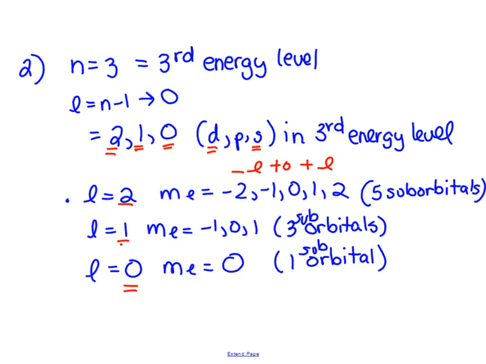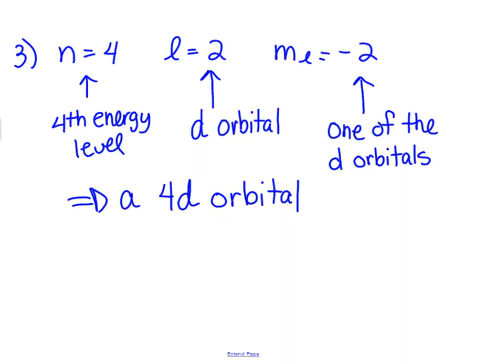Last question, make sure that you've tried it. Here's your answer. So what type of orbital is designated by these quantum numbers? So n equal to 4 tells you have the 4th energy level. So that's this number here. L is equal to 2 tells you have a d orbital. So we've got a 4th energy level, and a d orbital. So a 4d.